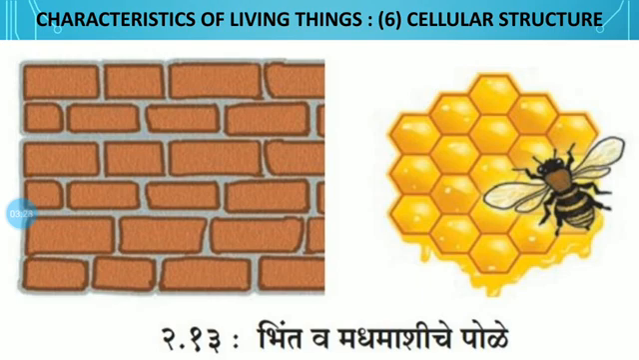Cellular structure: living things are made of small units called cells. Living things are made of a small unit, and that small unit we call a cell. From the division of this cell, it converts into multiple cells, and this is the process of formation of multicellular animals.